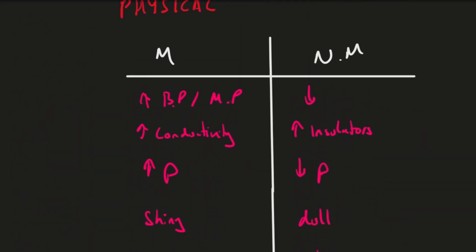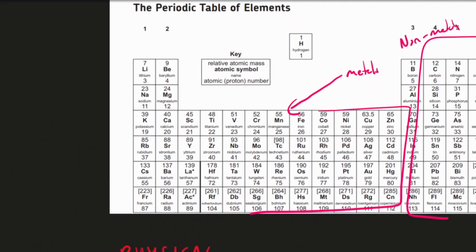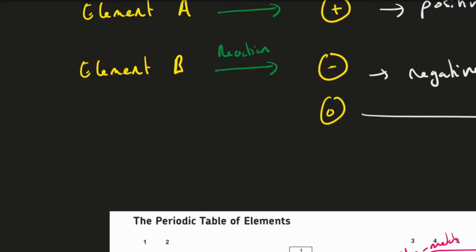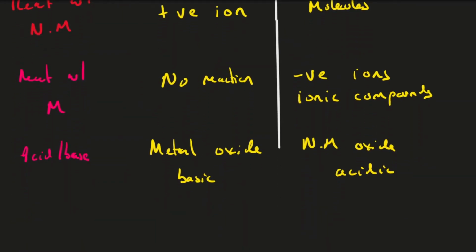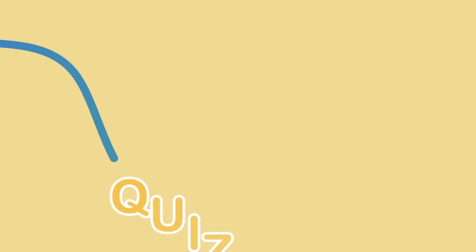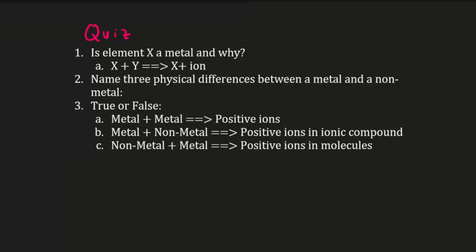Okay, so those are just some key differences between metals and non-metals. Those are chemical differences and those are physical differences, and you should be aware of both, as well as generally where they are located in the periodic table. So let's have a go at a few questions now to apply what we've learned. Feel free to pause the video and have a go as usual.